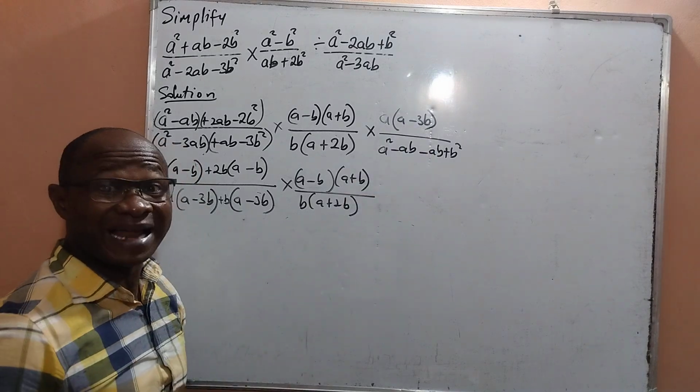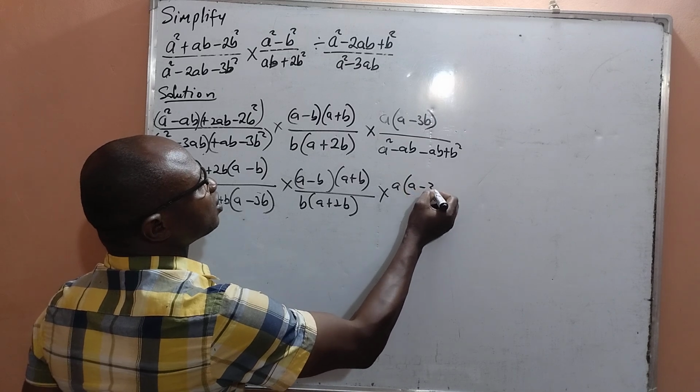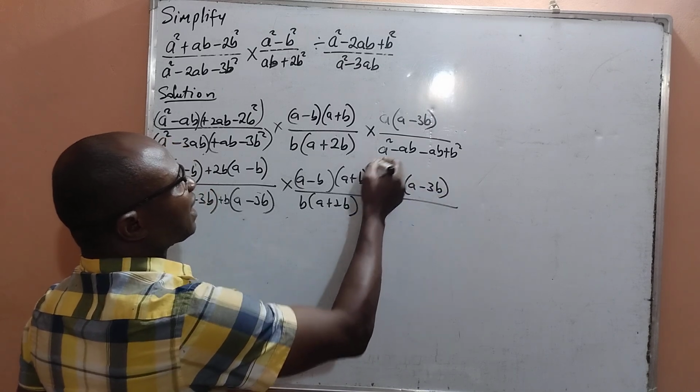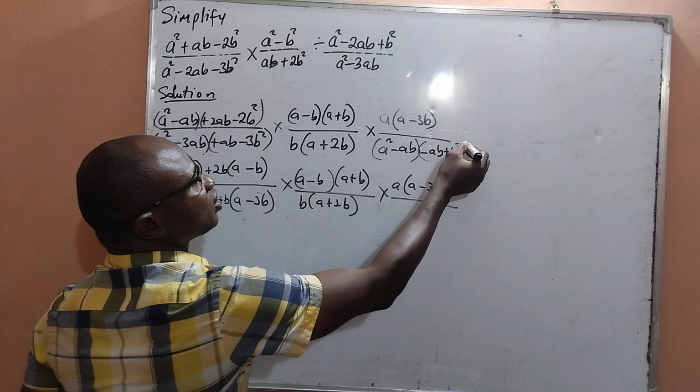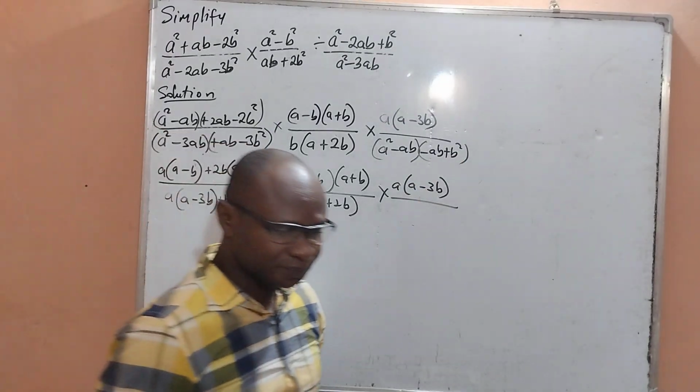Now, I come to the last expression, which is now multiply a into a minus 3b, then all over. I will do the factorization also at the denominator in the last expression. I hope we are following.